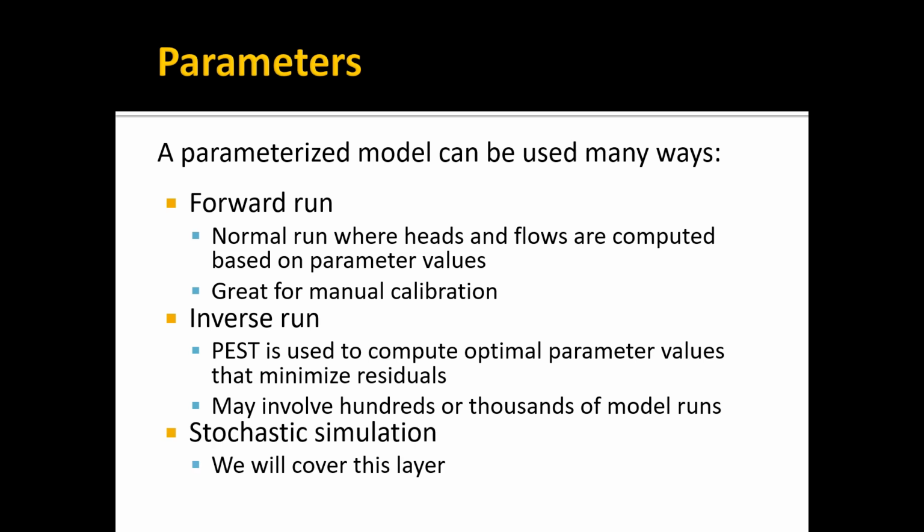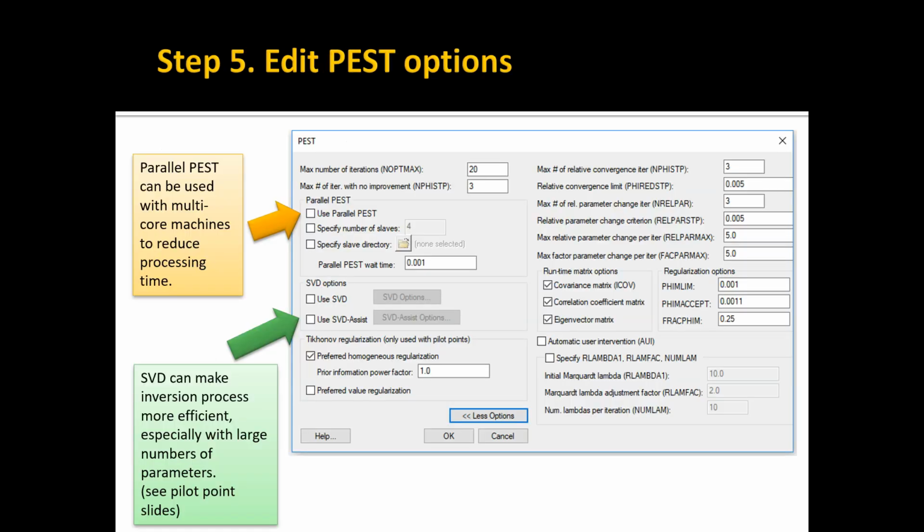And then finally, if you're doing a stochastic simulation, which we'll cover later, you use the same process to parameterize your model. Then there's kind of a randomization process you use to change your parameters. Once you've parameterized your model, you can edit your PEST options. There are some global PEST options. Most of these you will not change. The default value is typically fine.